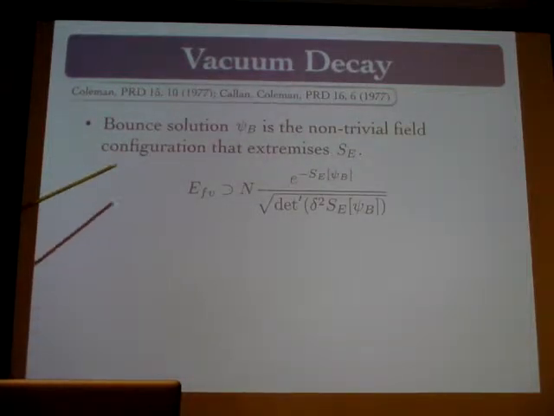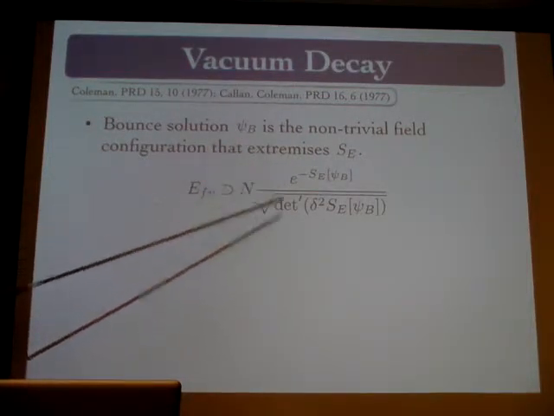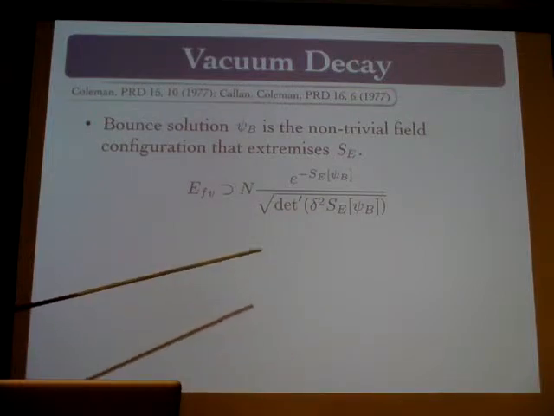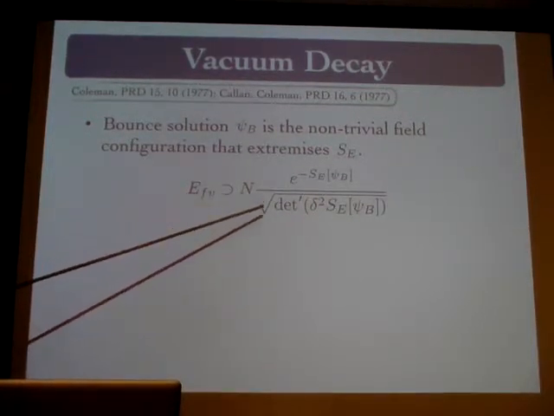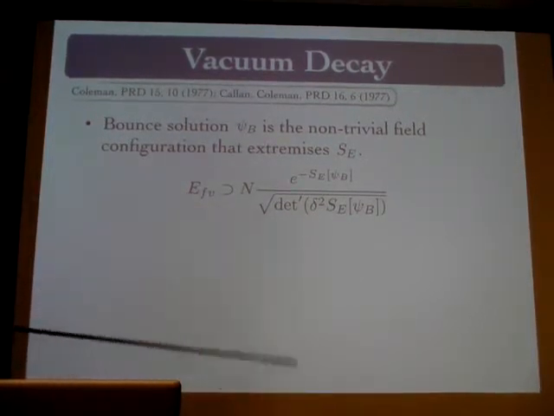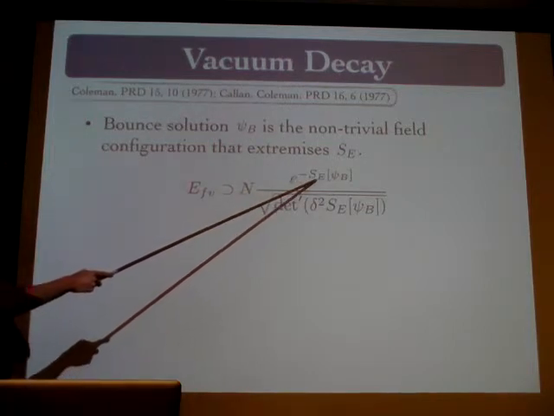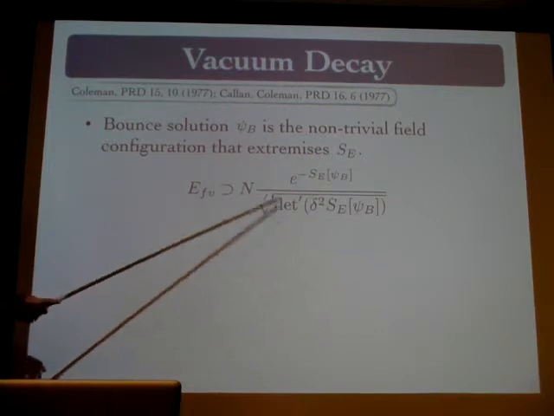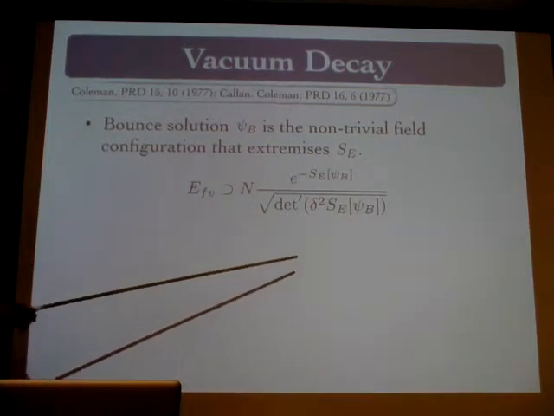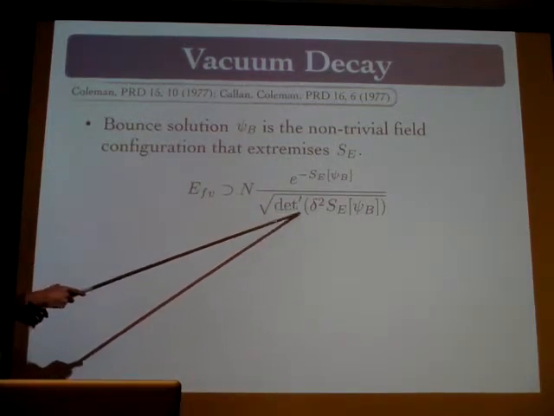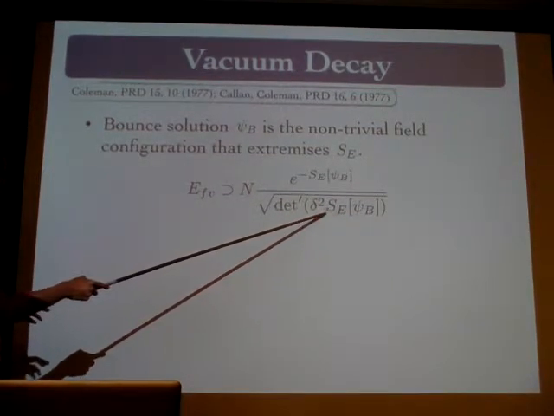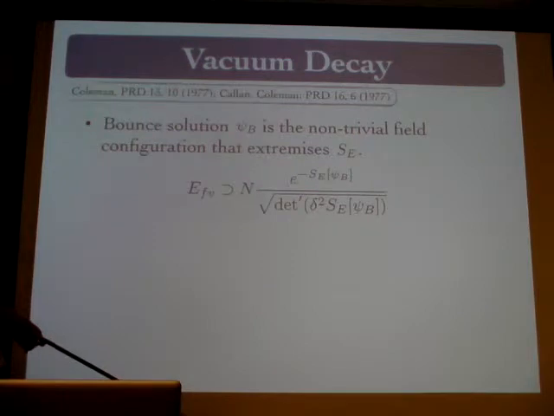And as I said, this bounce solution, psi b, is the one non-trivial field configuration that extremizes the Euclidean action. And in particular, it contributes to what would be the energy of the false vacuum in this way. Notice, it depends exponentially on the value of the Euclidean action evaluated at the bounce. This is just a numerical factor, it doesn't matter much. And then there is the determinant of this operator here, the second variational derivative of the action at the bounce.